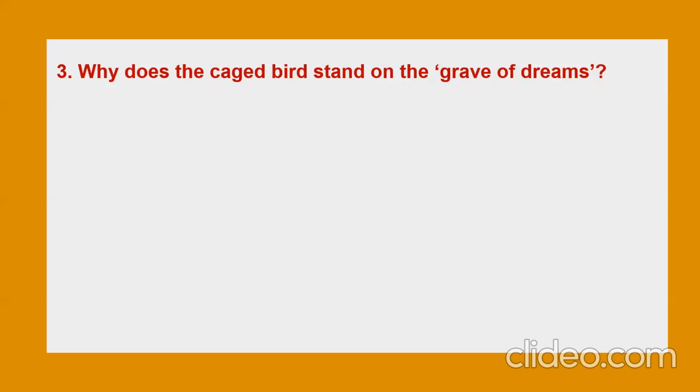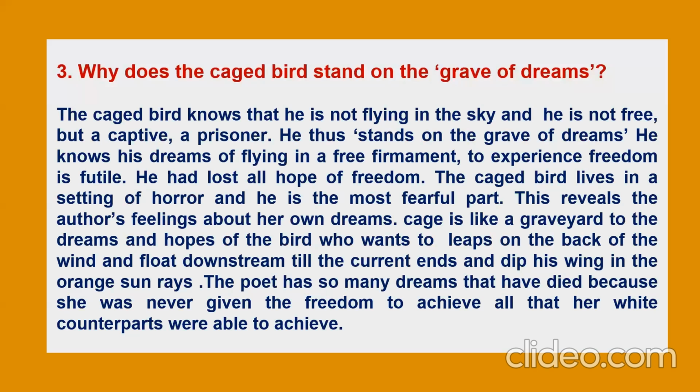Now, question number three: why does a caged bird stand on the grave of dreams? The caged bird knows that he is not flying in the sky and he is not free, but a captive, a prisoner. He thus stands on the grave of dreams. He knows his dreams of flying in a free firmament to experience freedom are absolutely futile, absolutely waste. He cannot experience it. He has lost all the hope of freedom. The caged bird lives in a setting of horror, and he is the most fearful part. This reveals the author's feelings about her own dreams.